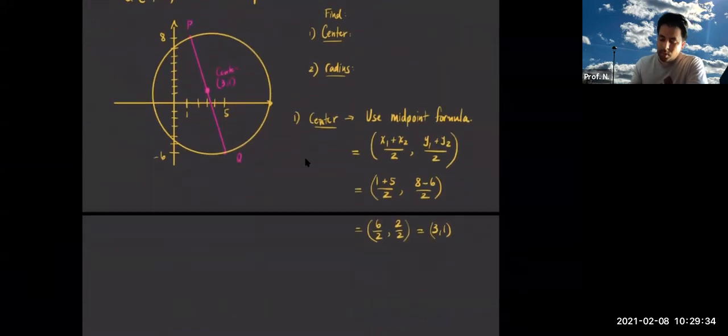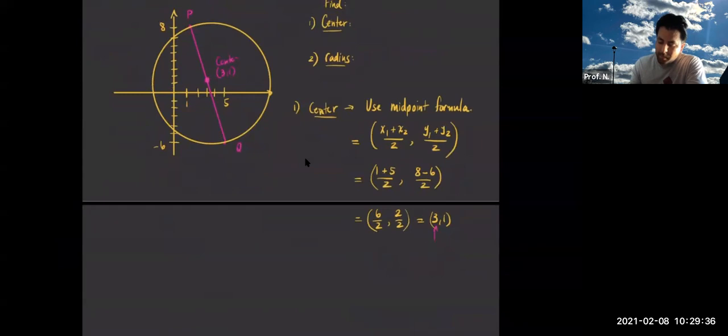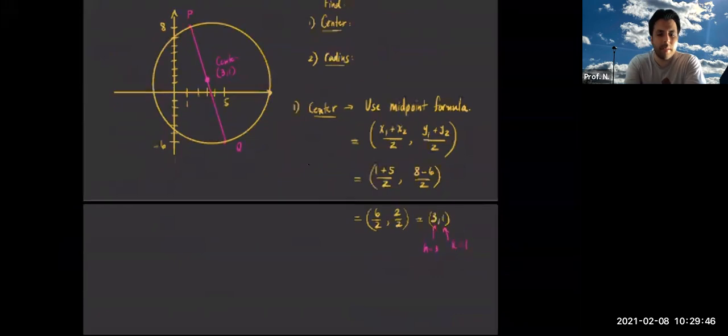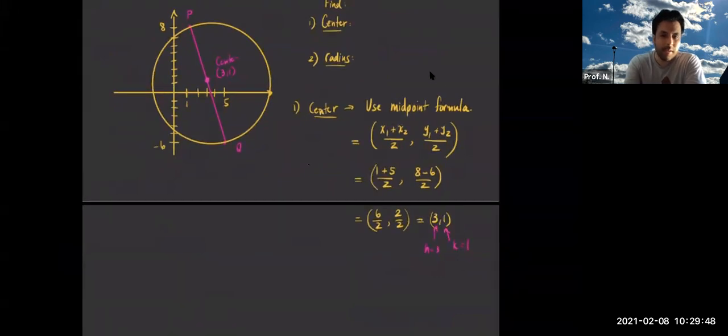So what do I know? I know that h equals 3, and I know that k equals 1. Okay. Now I found the center, so I'm going to write that over here: 3 comma 1, which means that h equals 3 and k equals 1. Now, how do you find a radius?